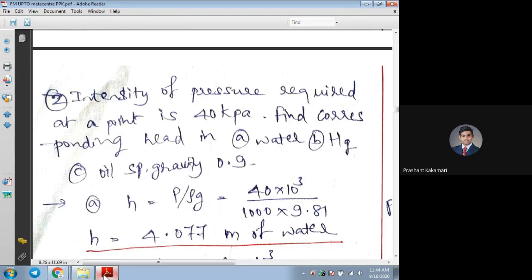So if I fill the container, for this example the container dimensions are not given, but if you take water of 4.077 or around 4 meters of water head, around 3 floors of water, if I fill it, the bottom pressure generated by this water is around 40 kilopascal. The meaning is that.